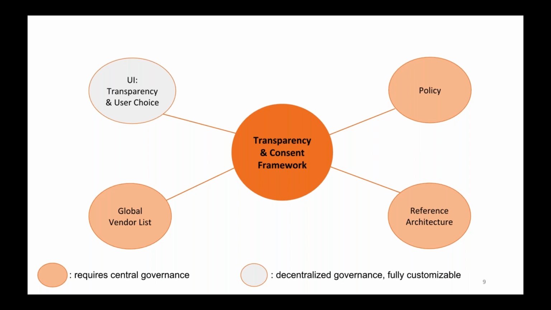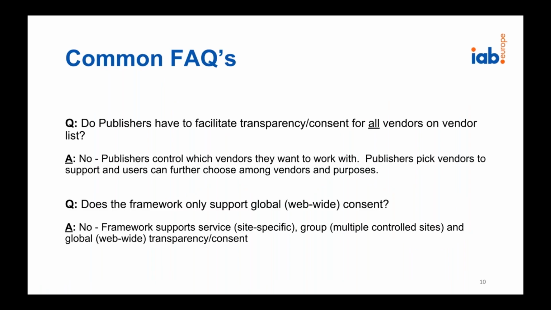The reference architecture also includes instructions on how those choices of the publisher and or the user are transmitted through the supply chain in both the situation where vendors are on page so that they can obtain that information, or where the vendors are interacting with publisher inventory programmatically. There is a field available in the OpenRTB protocol that enables transmitting these standardized data structures.